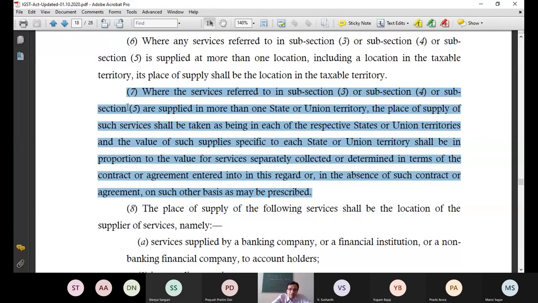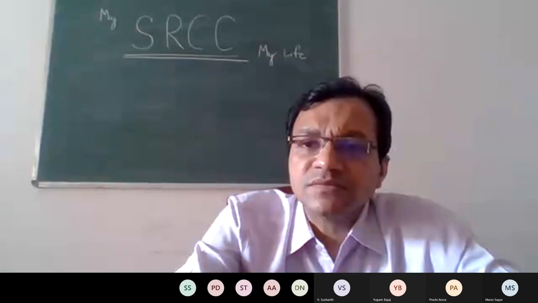Where the services referred to in subsection 3 or subsection 4 or subsection 5 are supplied in more than one state or UT, the place of supply of such services shall be taken as being in each of the respective states or UTs. And the value of such supplies specific to each state or UT shall be in proportion to the value of services separately collected or determined in terms of the contract or agreement entered into in this regard, or in the absence of such contract, on such other basis as may be prescribed. So where government will tell the rules. Now, what is this subsection 7 all about?